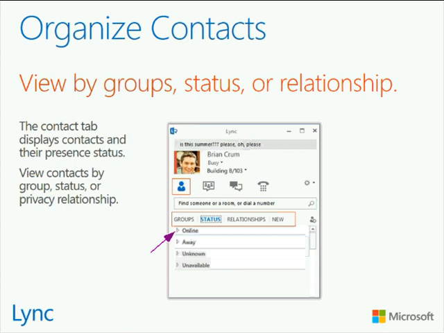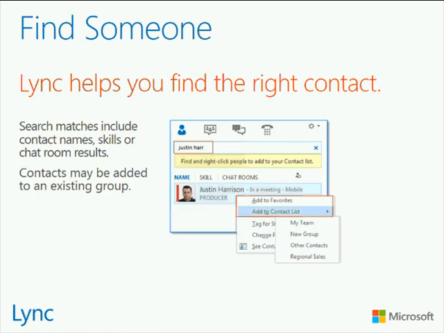Now, to add people to your contact list, just type their name here in the search field, look for them by their name, by their email. You can even look for them by skills that they may have if your company has set that up. And then once you find the person, just right-click, again, right-clicking, and add them to your contact list. If you have some groups created, you can add them to a particular group within your contact list.